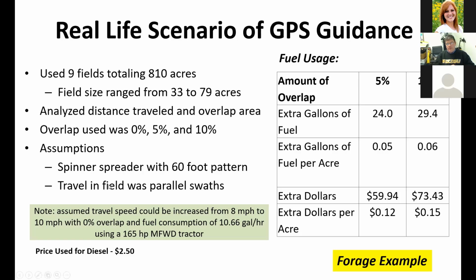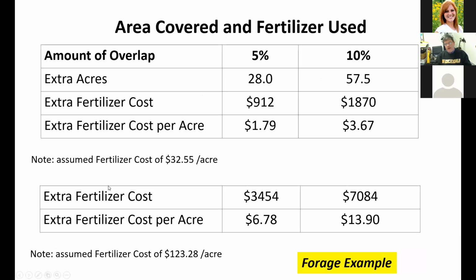That's just part of it, but that is a valid part to think about. To me, the most important part to think about, and again, it depends on the price of the fertilizer and how much you're doing, just a 5% overlap in 810 acres would mean that I would apply an extra 28 acres, almost an extra pasture or hayfield, without using guidance. And that's going to cost me, again, we start to add dollars per acre.